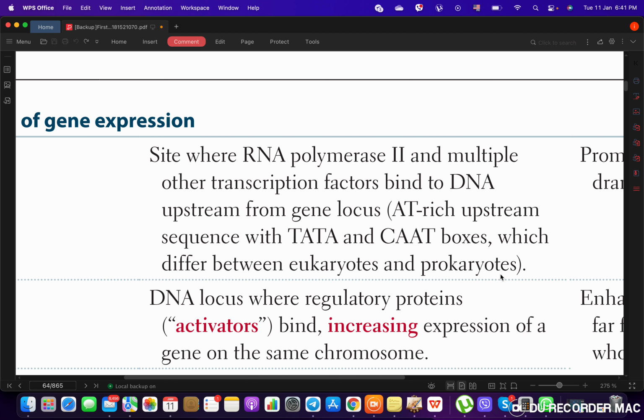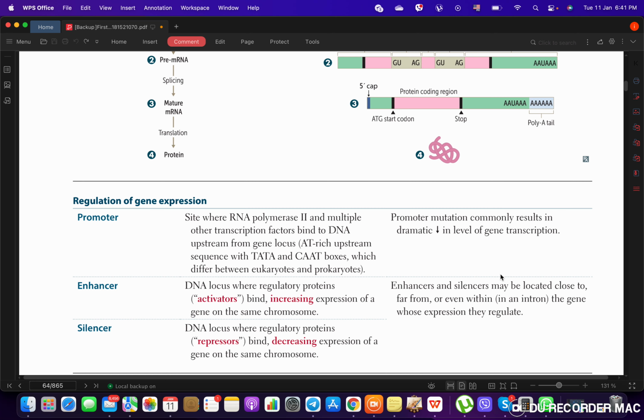And we said the most important thing for that region was to start and initiate the process of transcription. As we said, it's an RNA polymerase, so it's transcription. If I was talking about DNA polymerase, it would be replication. So you must be comfortable with the difference between these two.